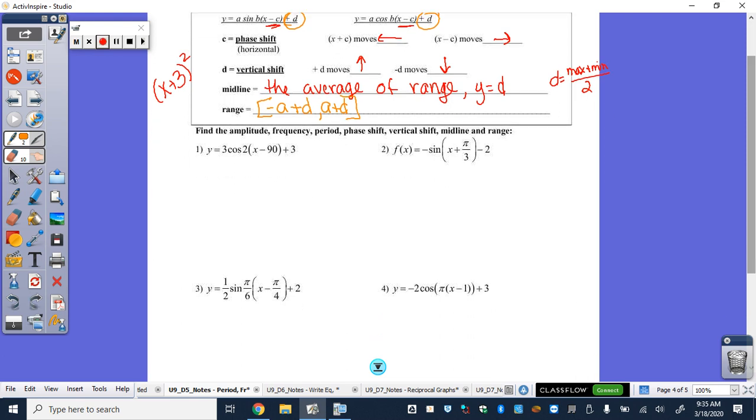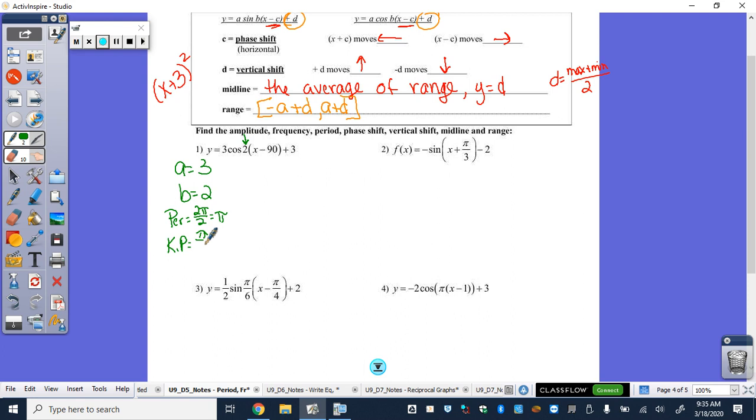So we're going to find amplitude, frequency, period, phase shift, vertical shift, midline, and range for all of these functions here. And of course, I'm going to add a couple of other things in too, just to keep practicing them. So amplitude is 3, period is 2. This time period is out in front of the parentheses because we also have a phase shift in there. Period, 2 pi over 2, so our period is pi.